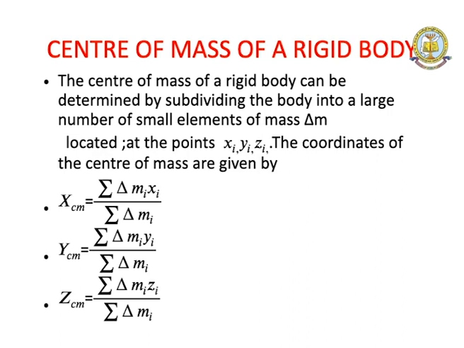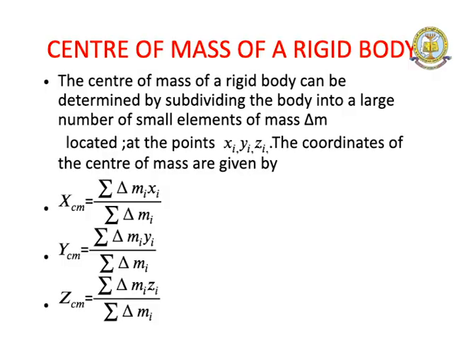Next, the center of mass of a rigid body. Let us consider any rigid body. The center of mass of a rigid body can be determined by subdividing the body into a large number of small elements of mass, delta m, located at the point xi, yi, zi. The coordinates of the center of mass are given by xcm is equal to summation of delta mi xi by summation of delta mi, and similarly ycm is equal to summation of delta mi yi by summation of delta mi, and similarly zcm is equal to summation of delta mi zi by summation of delta mi.